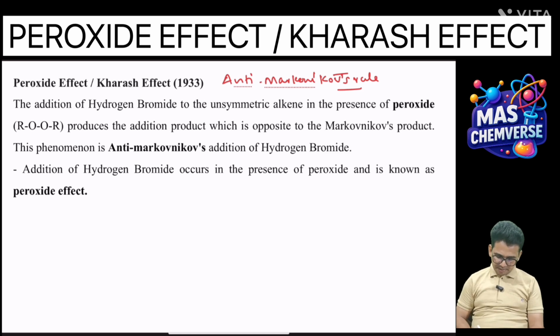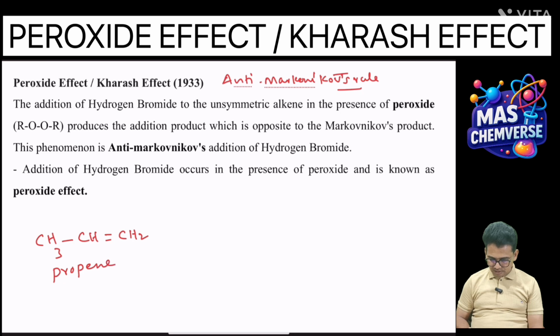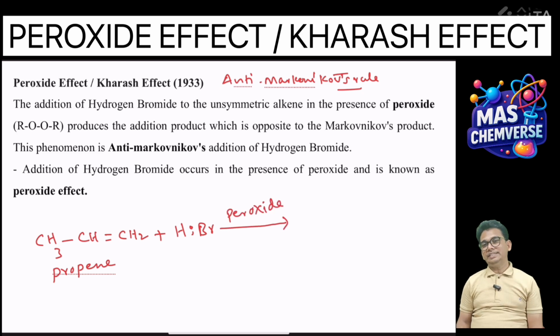I will give the best example. The same example will be taken to avoid confusion. This is an unsymmetric alkene, called propene. It reacts with hydrogen halide. This occurs in the presence of peroxide. Opposite it happens, as I told.